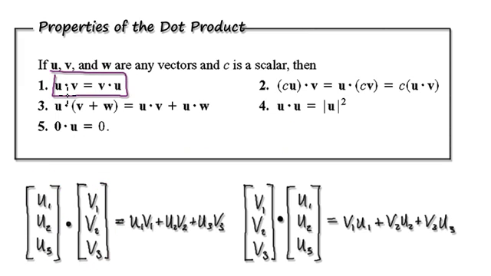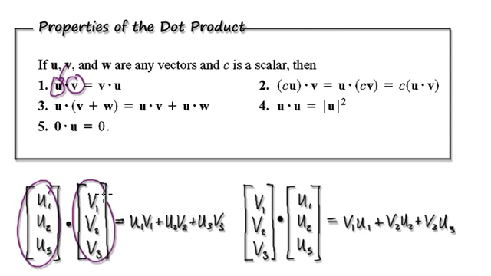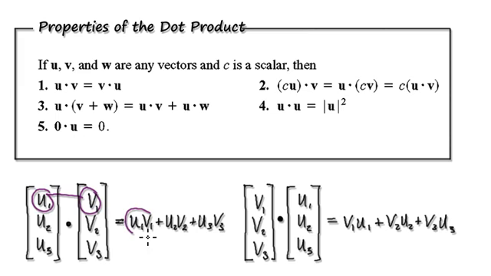Now looking at the first property, if you have u dot v, that's the same as v dot u. Look at the vector u, dot it with v, and that will give you this. When you have one vector dot another one, this times this gives you this, plus this times this gives you this, plus this times this gives you this. So the whole thing will be a number.